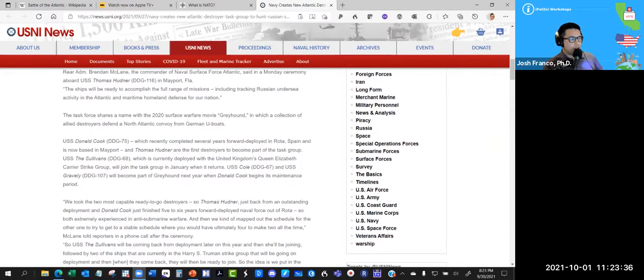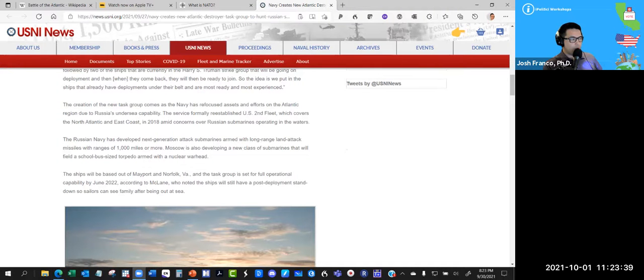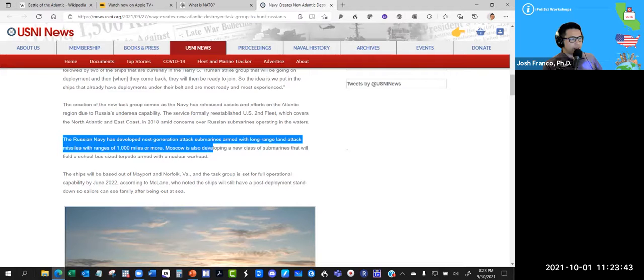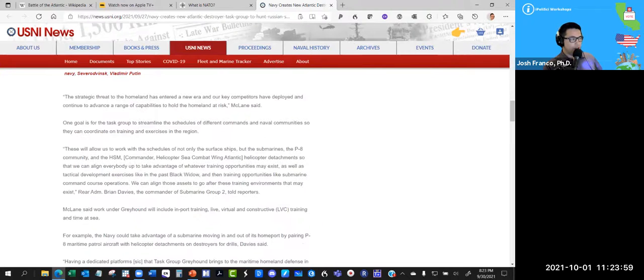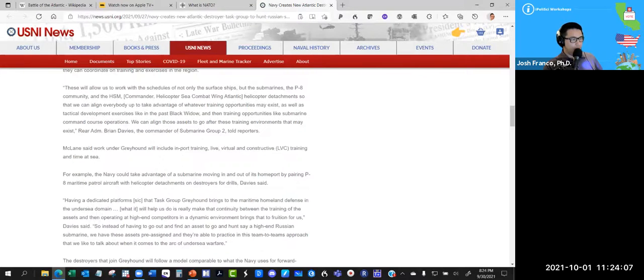So this article goes on to describe how this task group is forming and why it's really forming. In this case, the Russian Navy has developed next generation attack submarines armed with long range land attack missiles with ranges of 1,000 miles or more. And Moscow, which is the capital of Russia, is also developing a new class of submarines that will field a school-sized torpedo armed with a nuclear warhead. So you hear this and I kind of laugh, but it's really serious because you're talking about the potential for conflict and of war between countries.